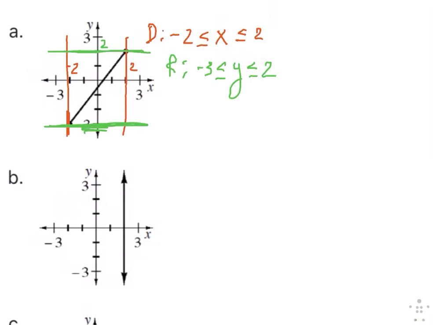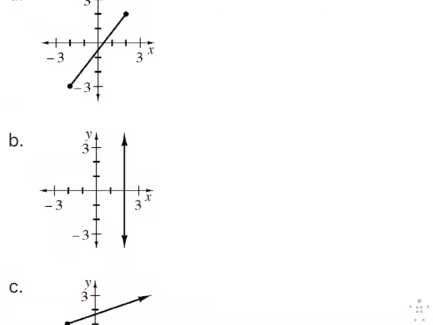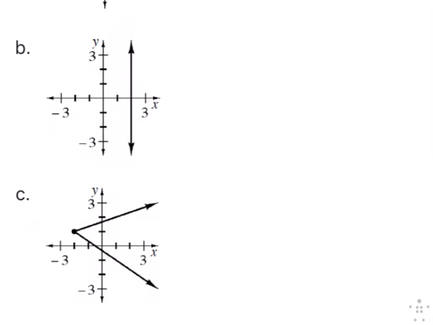Okay, the next one, B. Let me clear this and move it up. So for B, same thing. The domain is the x. So if you look at this, the x value is always 2, right? So the domain, in this case, is x equals 2.